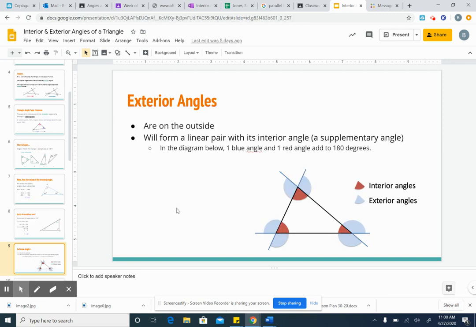Now we move on to exterior angles. Okay, they're on the outside. They will form a linear pair with the interior angle that's next to it. So I really love this picture. I think it nicely shows interior and exterior angles for you. Look at this blue one right here. This is an exterior angle, and it forms a linear pair with the interior angle next to it. A linear pair means a pair of angles that add up to 180 degrees. This right here, I'm highlighting in blue, is a full 180 degrees.